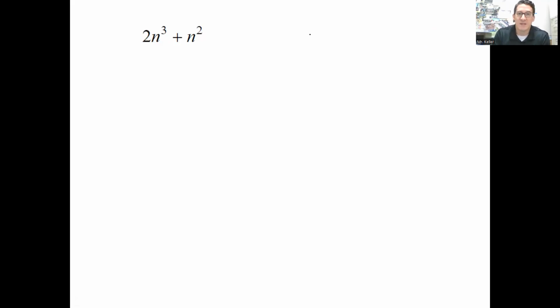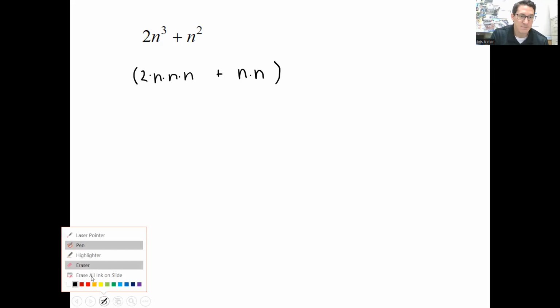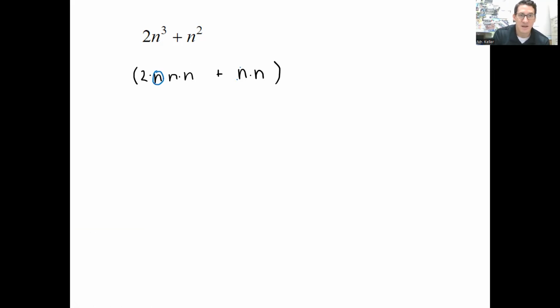2n cubed plus n squared. So what I'm going to do is rewrite this. There are no numbers to expand, but here it's going to be 2n times n times n, that's the n cubed, and then n squared is n times n. And so I'm going to look for what they have in common. There's an n and an n, so I'm going to put an n on the outside, cross that out, and then they have another n in common. So another n, another n.